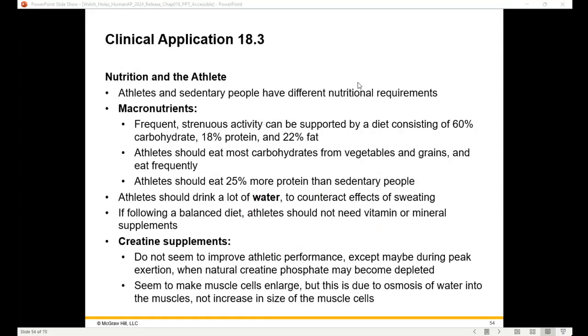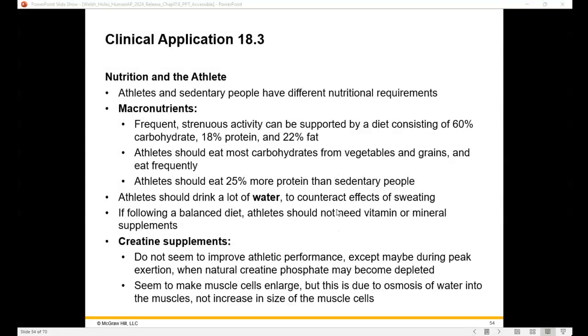Clinical application. So nutrition and the athlete. Athletes and sedentary people have different nutritional requirements. So for macronutrients, frequent strenuous activity can be supported by a diet consisting of 60% carbohydrates, 18% proteins, and 22% fat. Athletes should eat more carbohydrates from vegetables and grains and eat frequently. Athletes should eat 25% more protein than sedentary people.